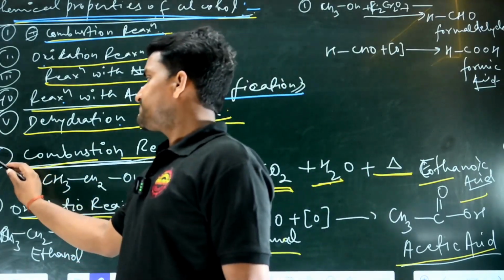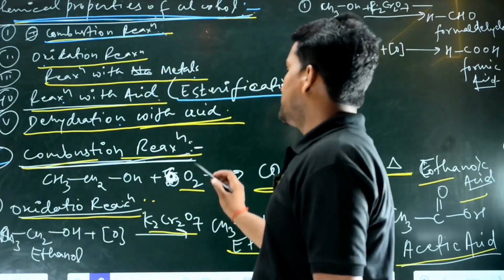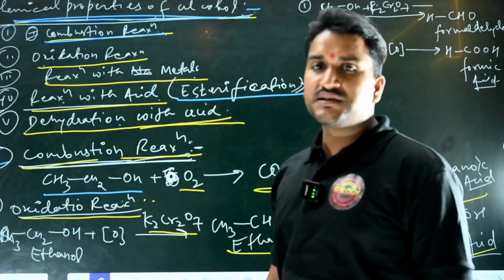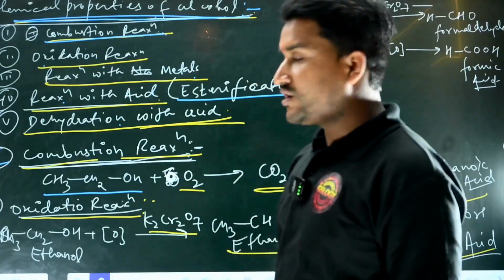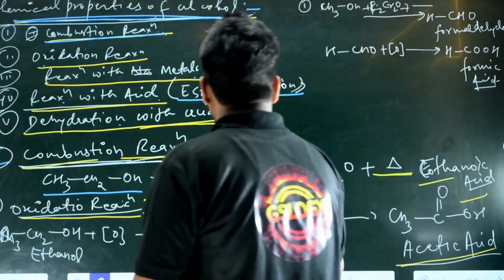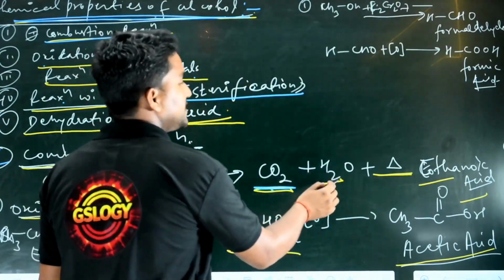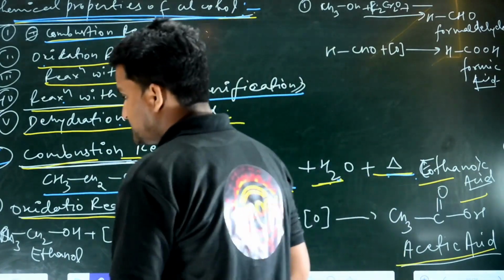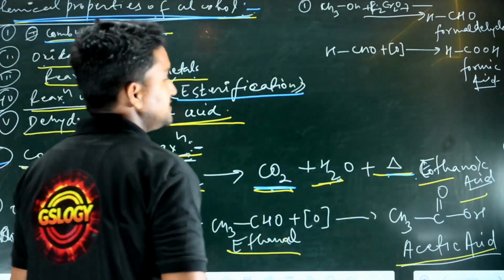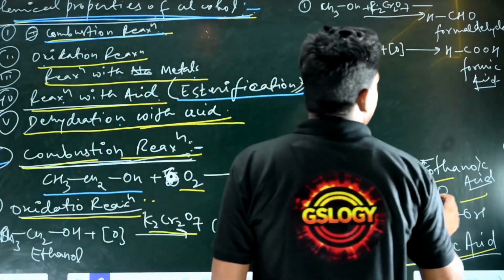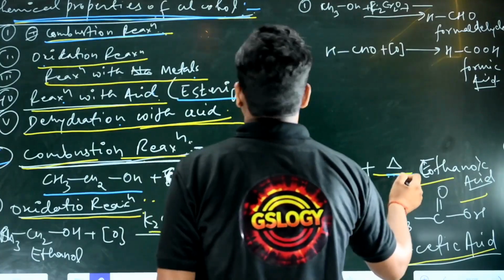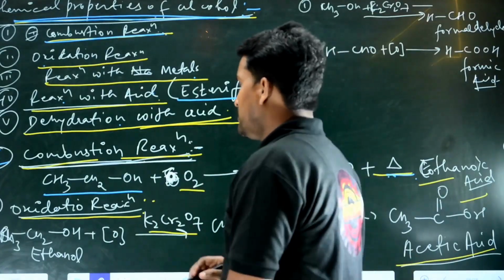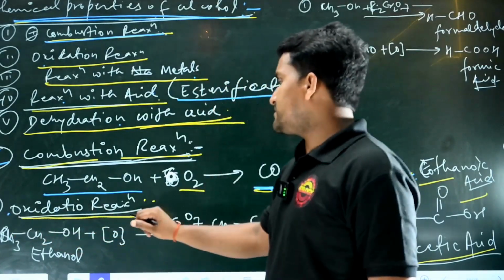So first, the combustion reaction. You know very well, on the combustion of ethyl alcohol in the presence of oxygen, it gives carbon dioxide, water, and heat, which means a lot of heat energy. That's why this reaction is called an exothermic reaction. Okay.